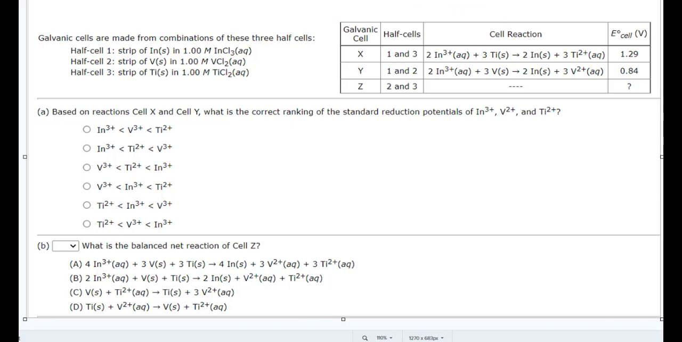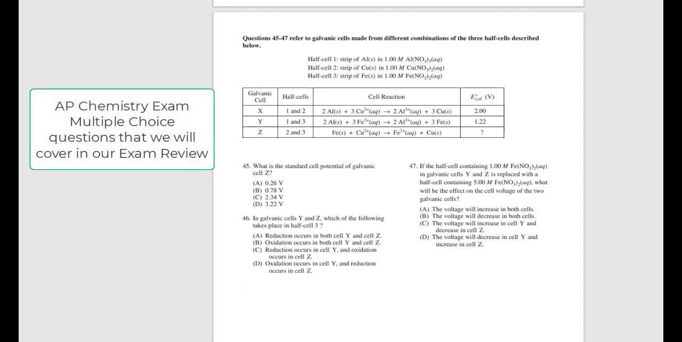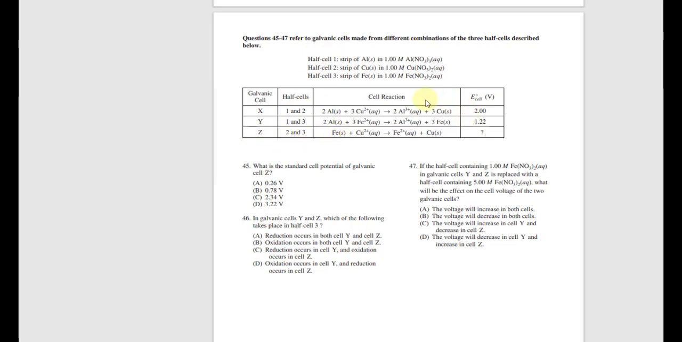Here's an example I have of an AP multiple choice exam where you can see that they have half cells and they have the cell reactions in X's and Y's and 1's, 2's and 3's and a whole bunch of questions. So this will be worth your time to learn how to do these things effectively and of course correctly.